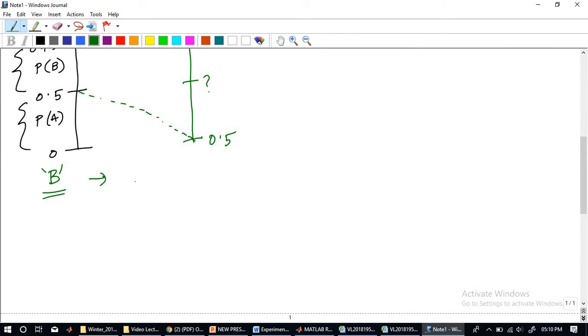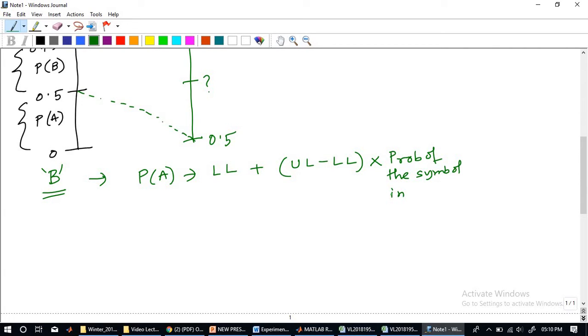When B comes in and we are trying to calculate what is P of A, the rule is, I will write the rule first, then I will give you the values. The rule is, take the lower limit, LL is indicating the lower limit, plus the difference between upper and the lower limit, multiplied by the probability of the symbol in reference. For example, in this case, what will happen then?